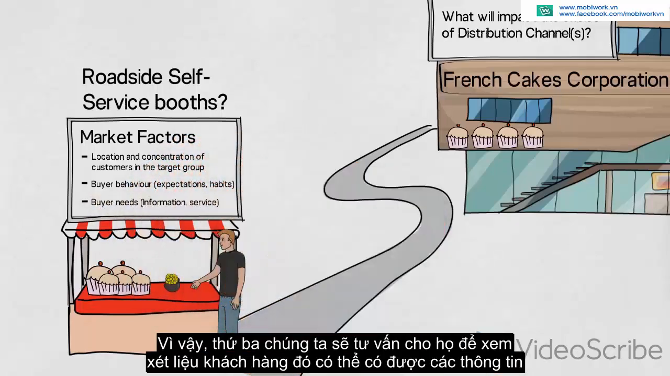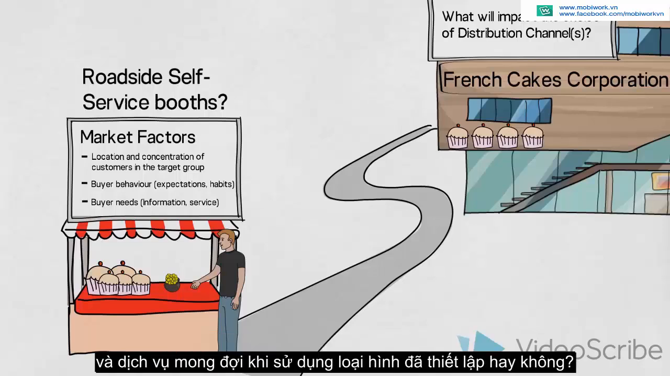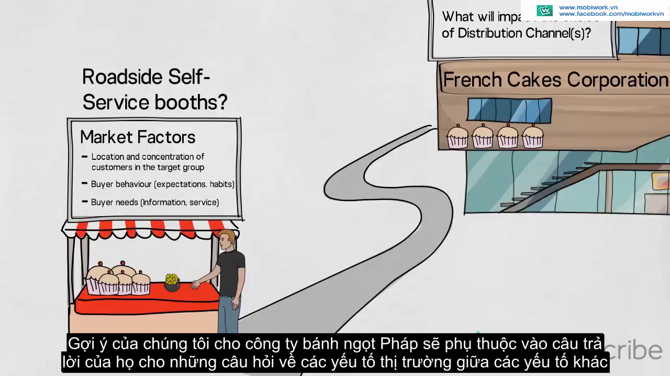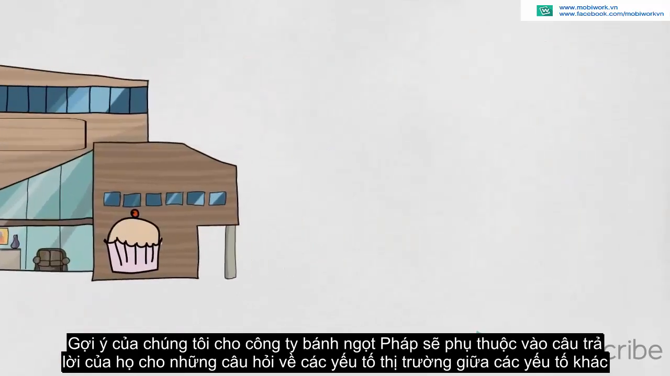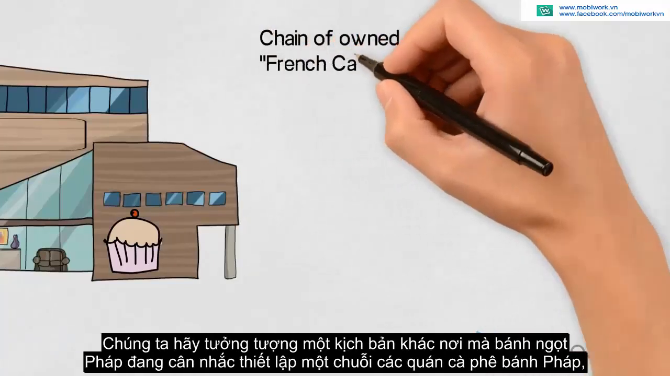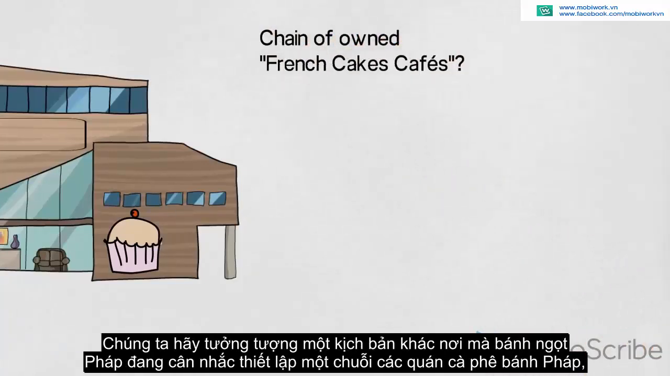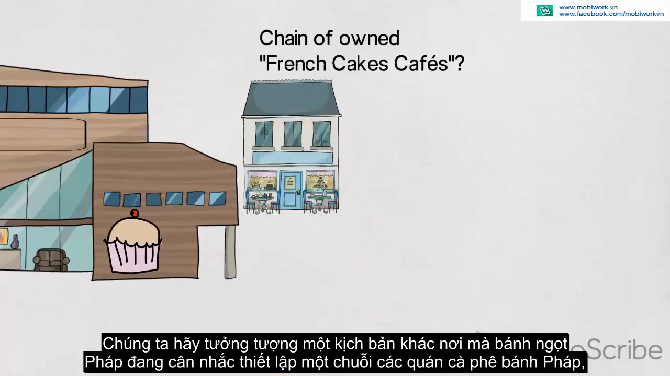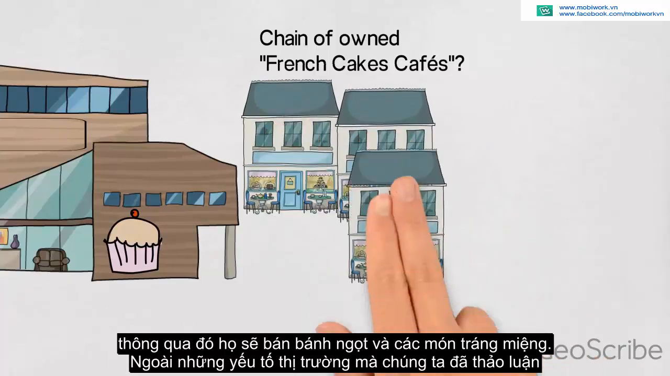Thirdly, we would advise them to consider whether the customers would be able to get the information and service expected when using this type of setup. Our recommendation for French Cakes Corporation would, amongst other factors, depend on their answers to these questions about market factors. Let us imagine another scenario where French Cakes are considering establishing a chain of French Cakes cafes, through which they will sell their cakes and desserts.